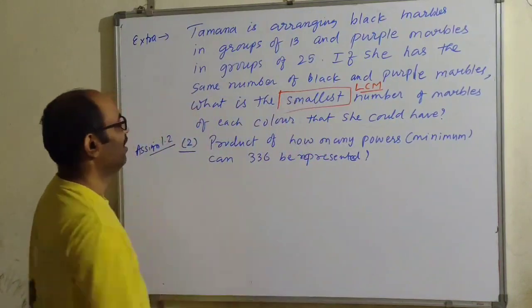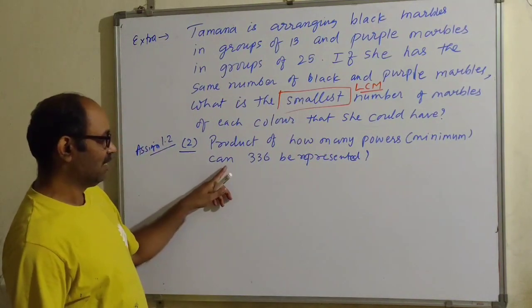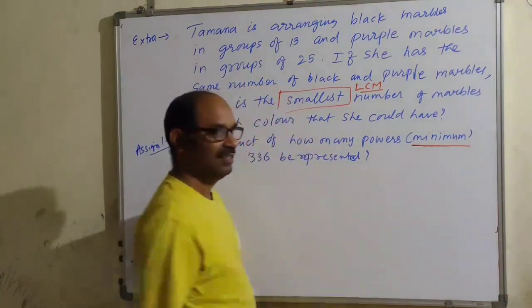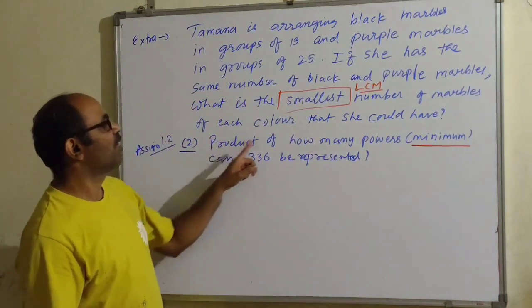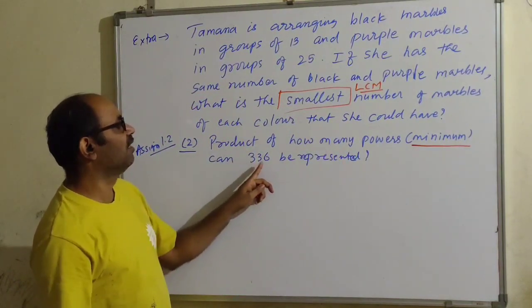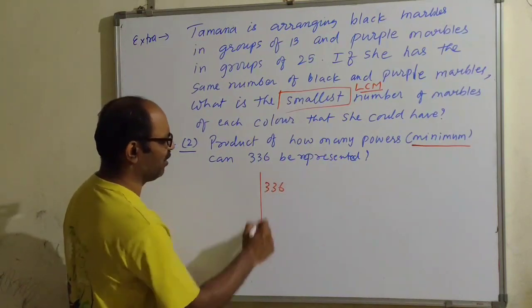Alright. Now this is from assignment 1.2. One student lately sent me a question asking what the meaning is here. He didn't understand this. I'll read the question. Product of how many powers, that is minimum, can 336 be represented? Let's find out the factors of 336.